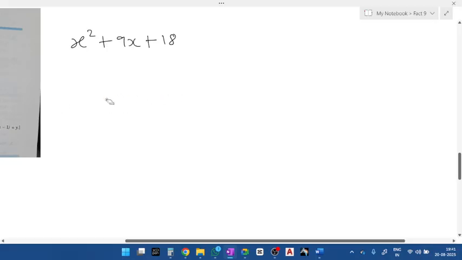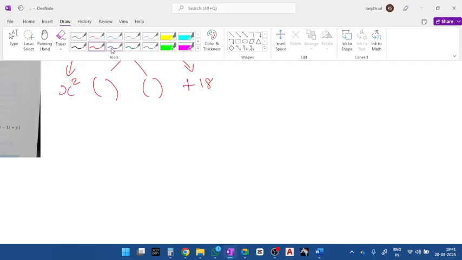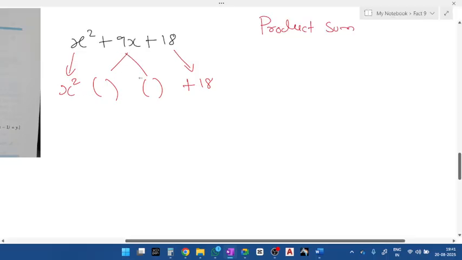But here, look at this. Nothing is common. When nothing is common, we use a concept called the product sum method. Basically, in the product sum method, you keep the first one and the last one as it is. First and last as it is. This middle term you have to split into two parts. If you split into two parts, then in total how many terms do we have? If you split into two, in total we would have four terms. Then we can use the grouping method.